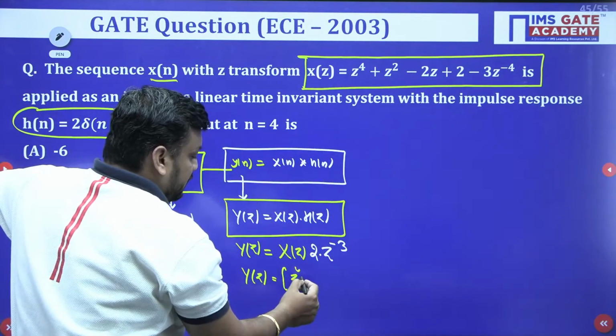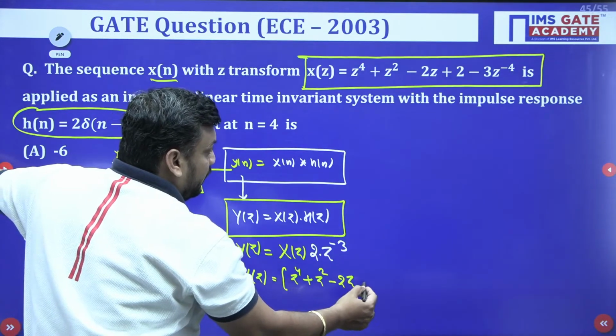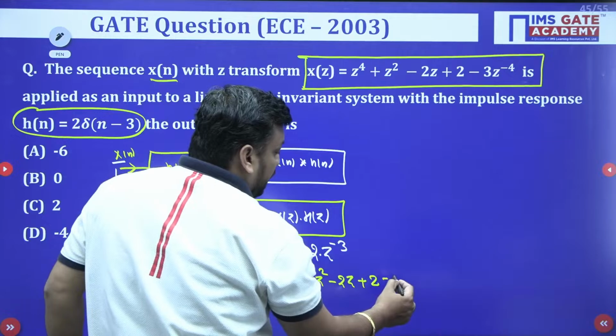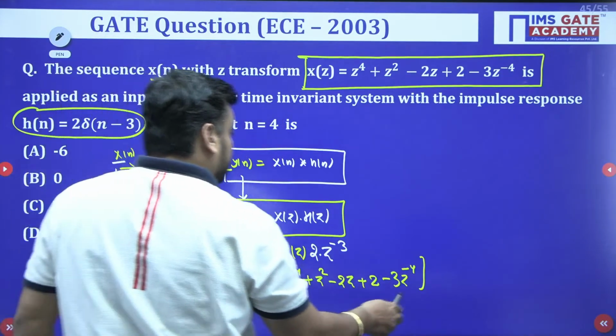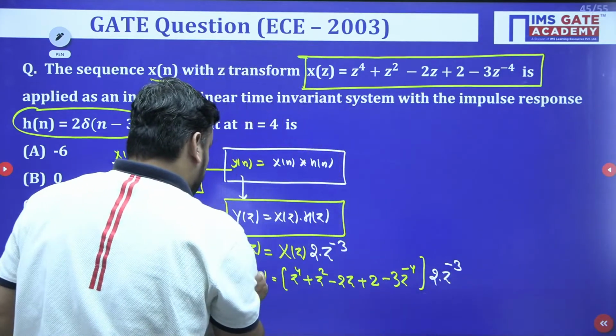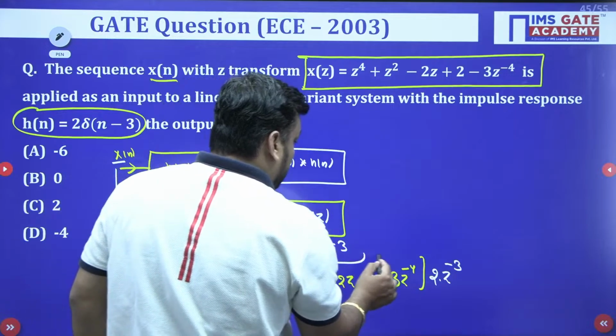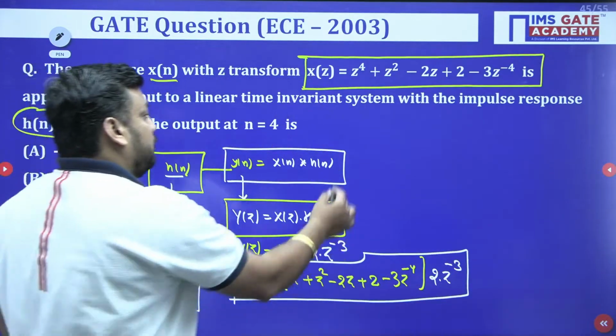So I should write here z to the power 4 plus z squared minus 2z plus 2 minus 3z to the power minus 4, whole bracket closed, and here we should multiply twice into z to the power minus 3.